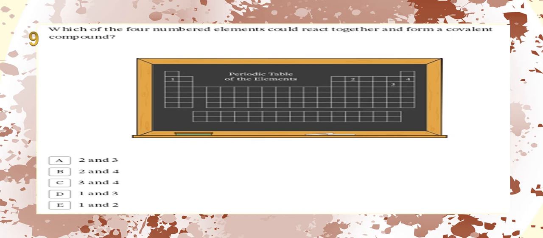Okay, so to form a covalent bond, what do we need? We need elements that are non-metals. Here we have 2 and 3, so the right answer will be letter A, 2 and 3, as number 4 doesn't enter the chemical reaction, and number 1 is a metal and doesn't form a covalent compound. A covalent compound will be formed only between non-metals. Okay, let's go to question number 10.